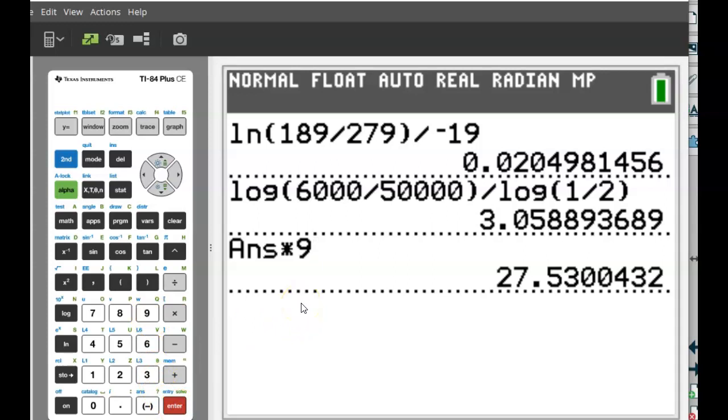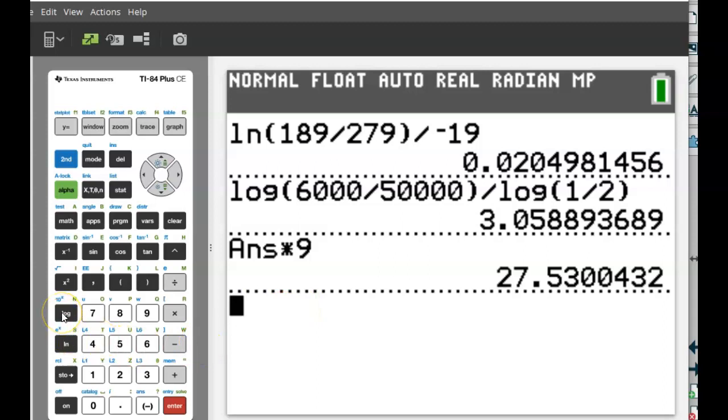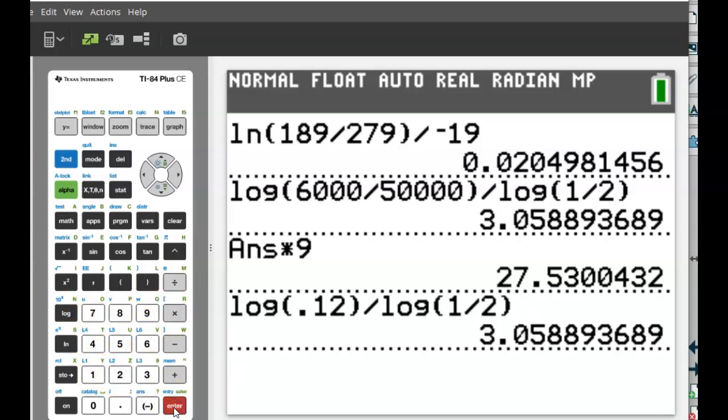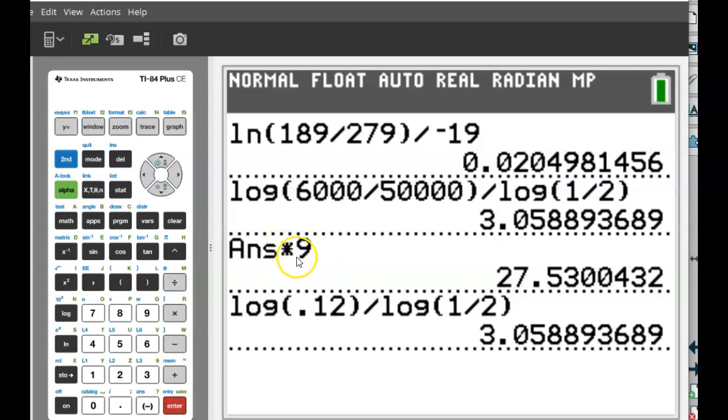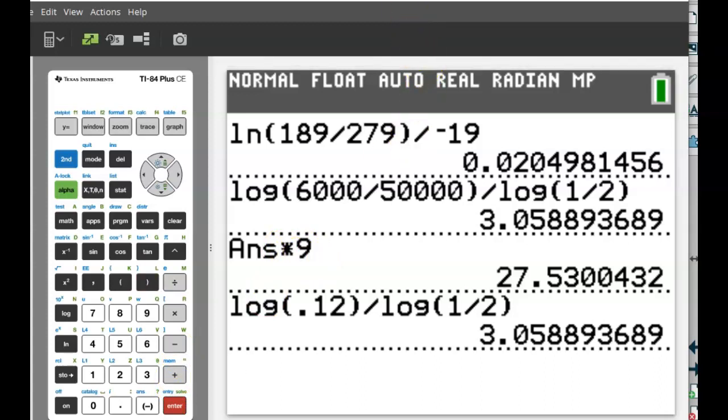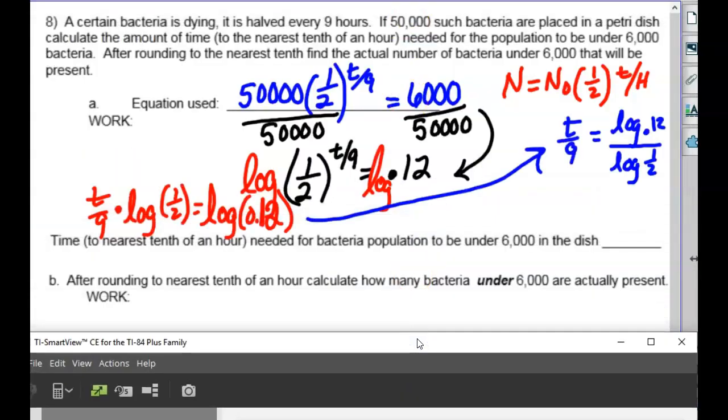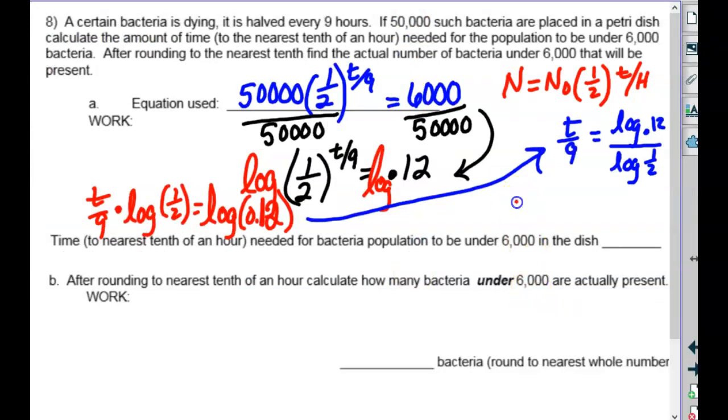Not getting that, Martin? Okay. Log of 0.12 divided by the log of 1/2, it should be the same. And then to get rid of divided by 9, we have to multiply by 9. So this is one of those problems where I think we have an issue. Let's try 27.5, okay? I don't think it's going to work. So we're thinking 27.5.